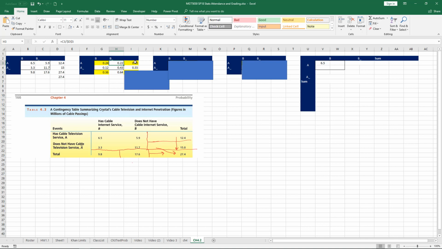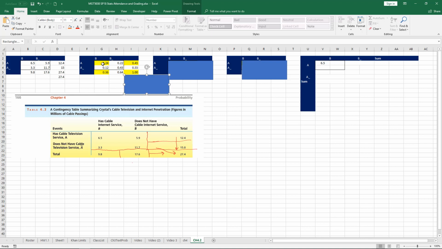So the probability that a customer will have TV is 45%. 1 minus 45% is 55%. See how these are complementary here. So this row here represents the customers that do not have TV. This is the percentage of customers that have TV. And those that do and those that don't, when you add them together, they have to equal 1.